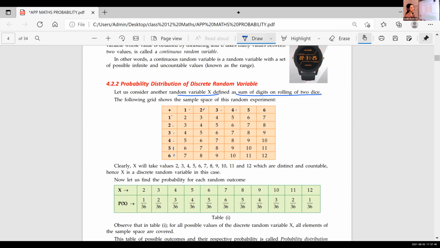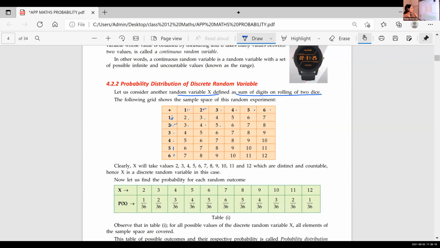So what are the possible sums? You will get 1 plus 1, 2. 1 plus 2, 3, 4, 5, 6, 7. Or first die you may get 2. Second die you can keep on varying. So sum will be 2 plus 1, 3. 2 plus 2, 4. 2 plus 3, 5. Like this. You fill this table. So what are the different sums you will get? You will get sum 2, 3, 4, 5, 6, 7, 8, 9, 10, 11, 12.